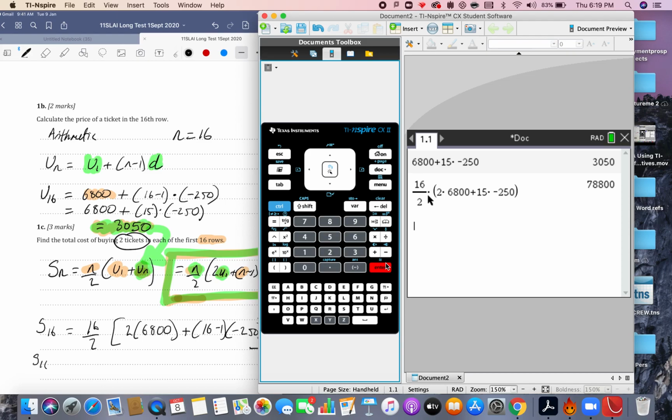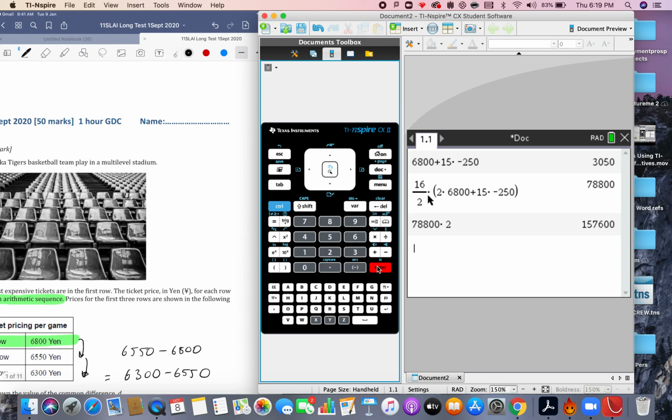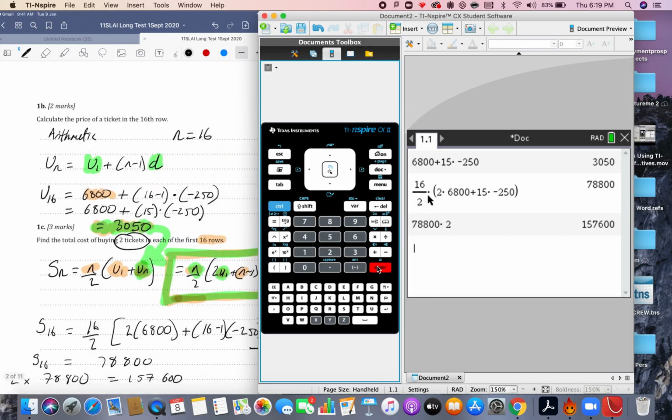So the sum of 16 tickets, that's 16 tickets in each of the first 16 rows, is 78,800. But of course we want 2 tickets, so we require 2 times by 78,800. On your calculator, just keep the answer times 2. And that's 157,600. And then I think the units we'll put in that is yen. So we can just write yen there. And that's our final answer.